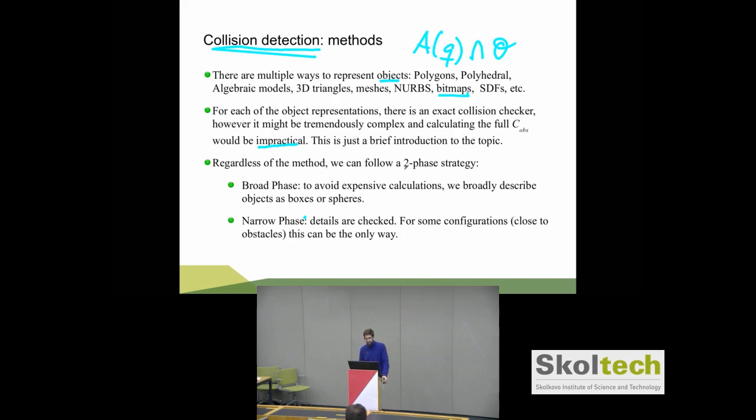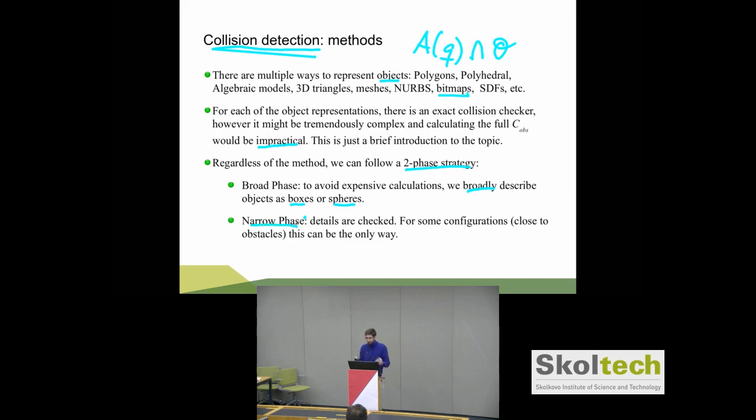Let's just define one of the simplest methods to calculate collisions. It's based on these two steps. Again, this is not the only solution; there are many ways of calculating this. But in this case, a way of calculating collisions could be that we broadly describe objects as boxes or spheres. I'm going to motivate now why we want these very simple geometric objects, like spheres especially, and even boxes. And then we have a narrow phase.